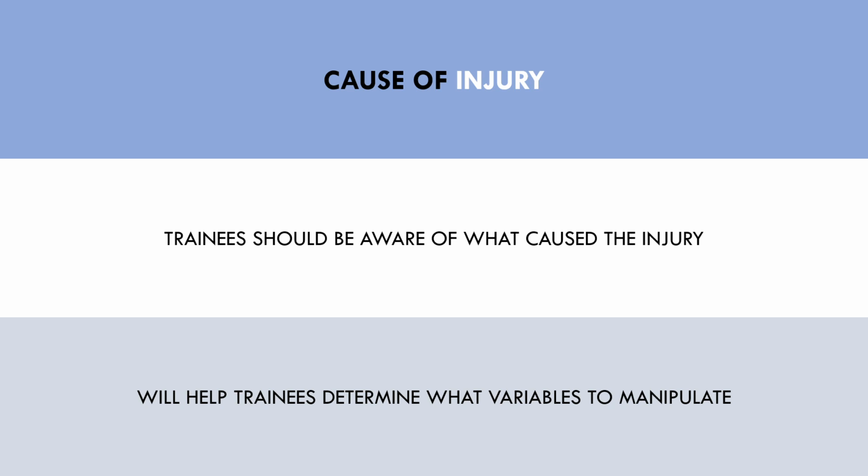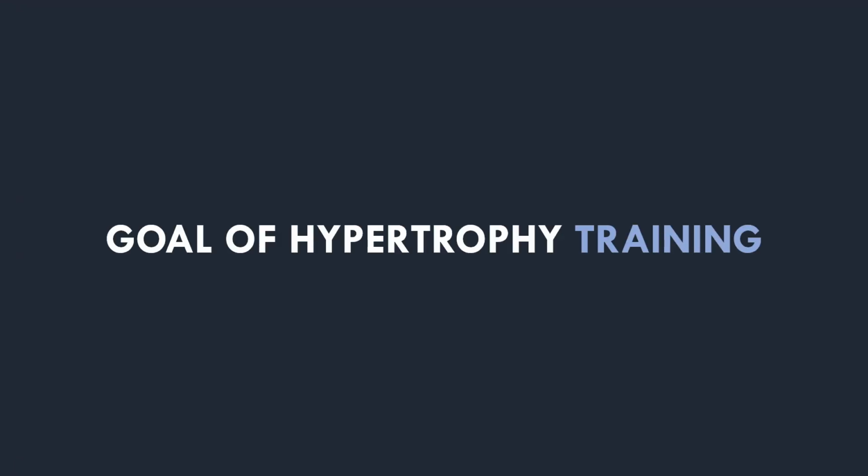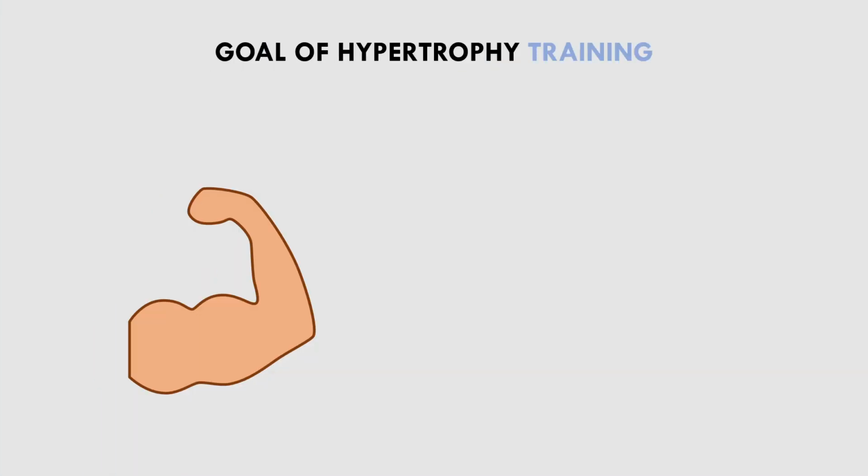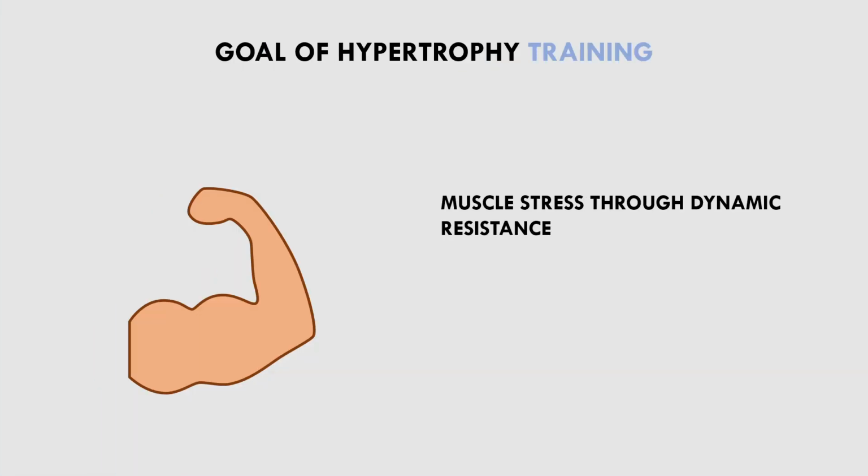This will be important to consider later in this video when we discuss how variables can be manipulated to work around the injury. Now that we have explored injuries in general, let's now discuss what the goal of hypertrophy training is. Essentially, the goal of hypertrophy training is to stress the target muscle with each set. The goal is not to lift the most weight possible or to perform the most repetitions possible, it is purely to maximally fatigue the muscle fibers through resistance training.